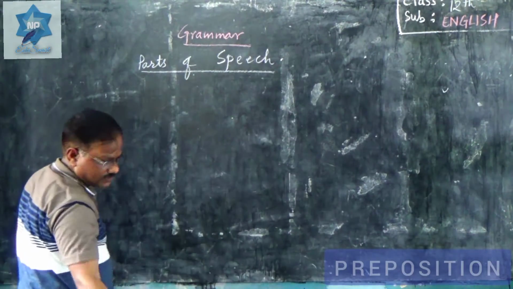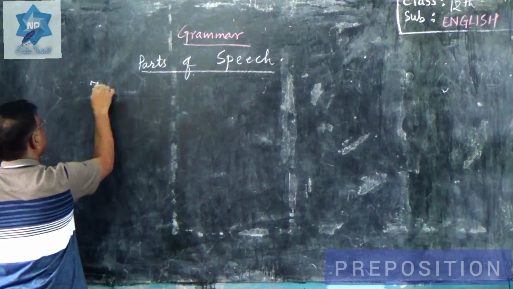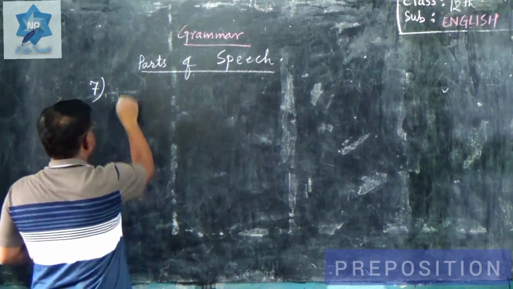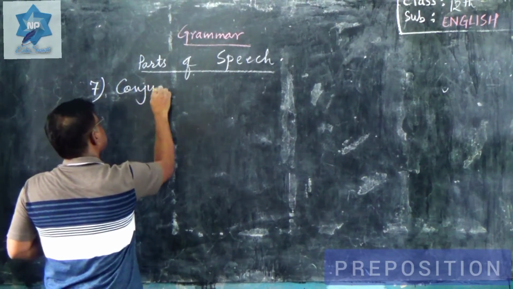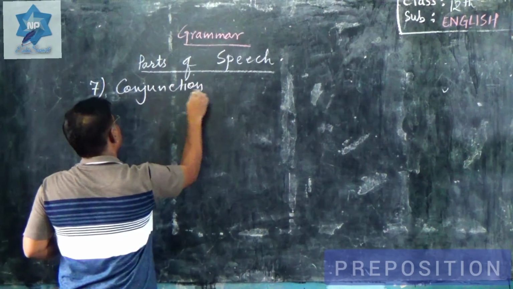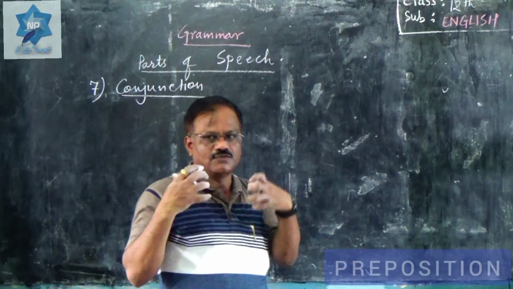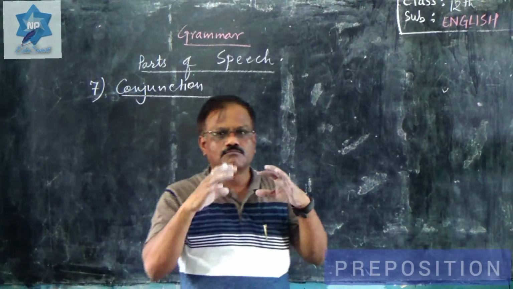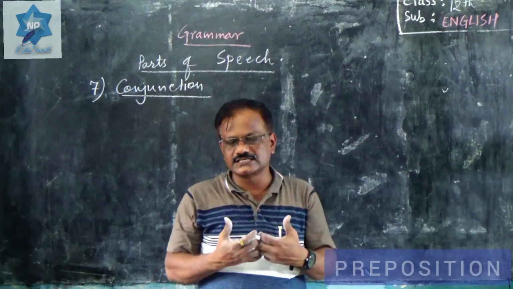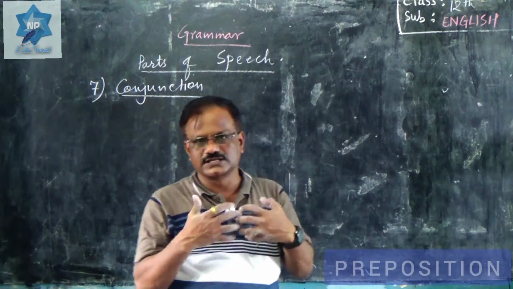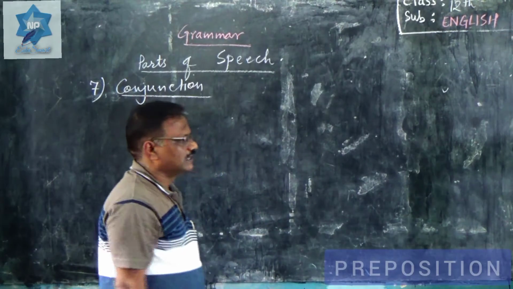Now let us learn about the seventh part of speech, called the conjunction. This is also an important word used in a sentence. To conjunct means to join. A word that is used to join more than one element in a sentence is called a conjunction.